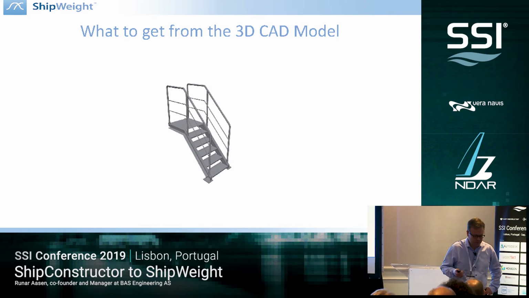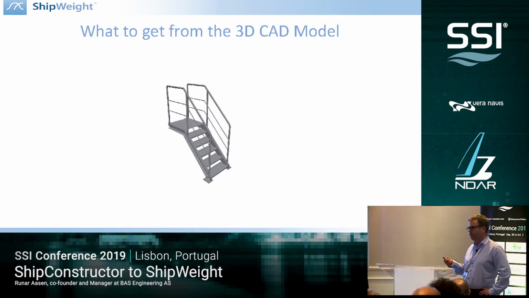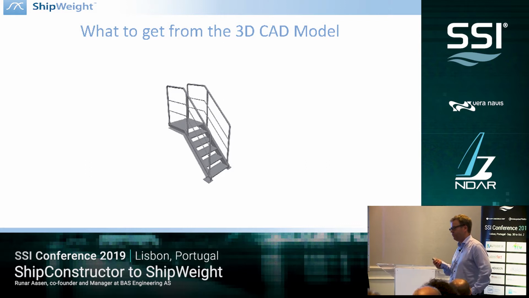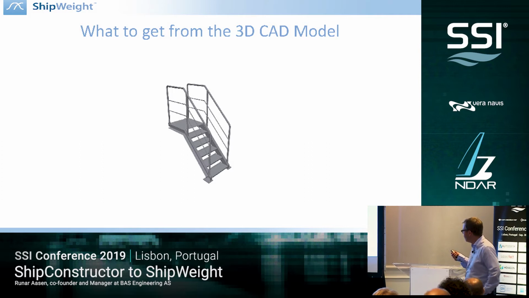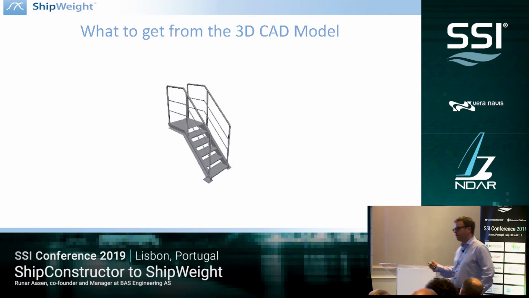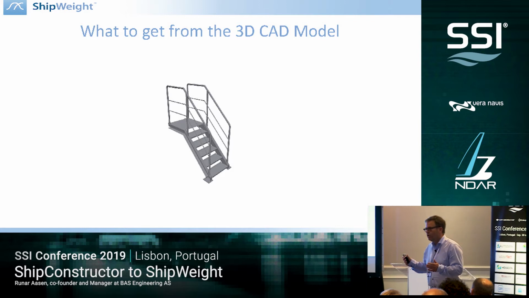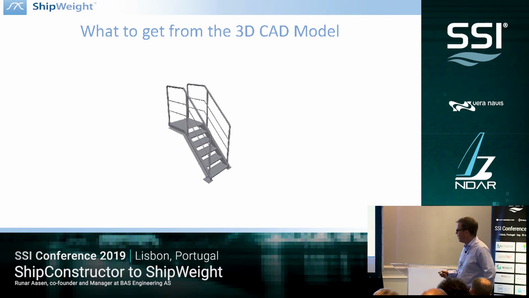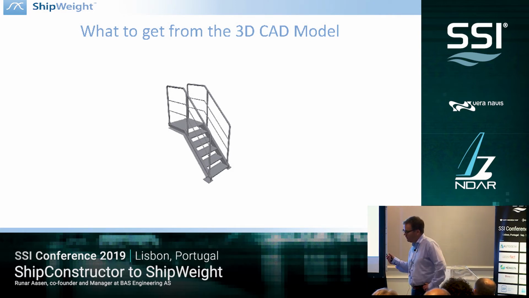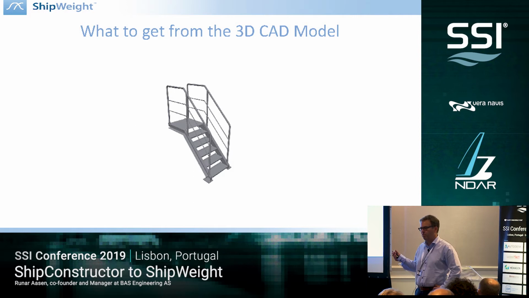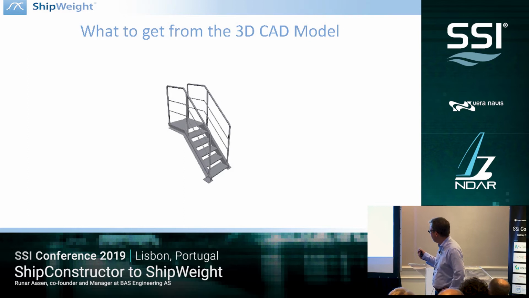Second thing to think about, what do we want to get from the CAD model to the weight model? Do we want a staircase like this in as one item? Or do we want the steps and the rails and all the small nuts and bolts? I would say, in general, keep it as simple as possible. But not simpler.